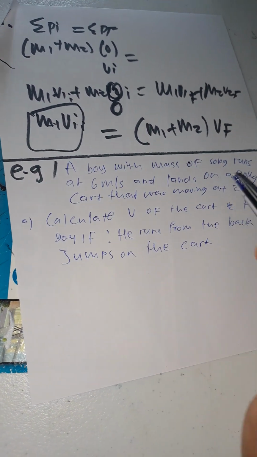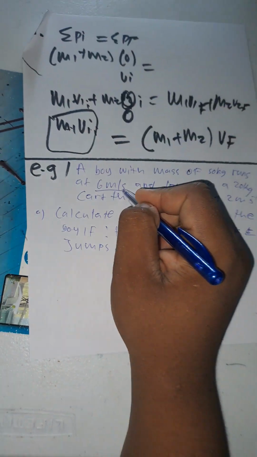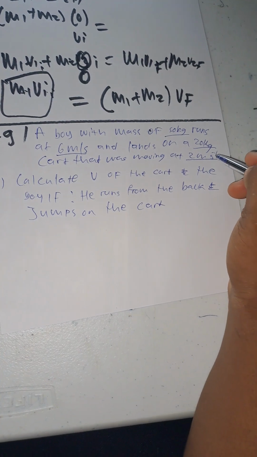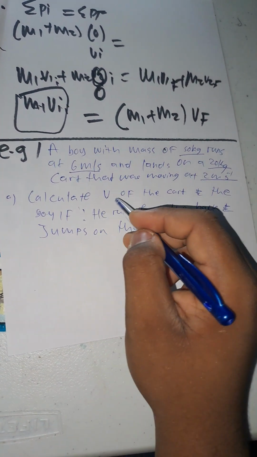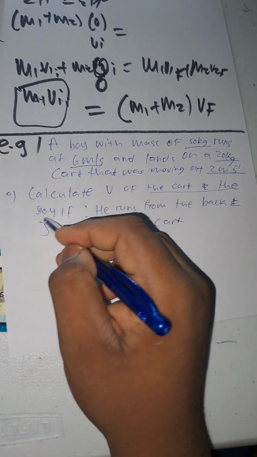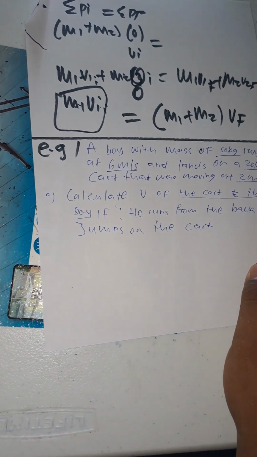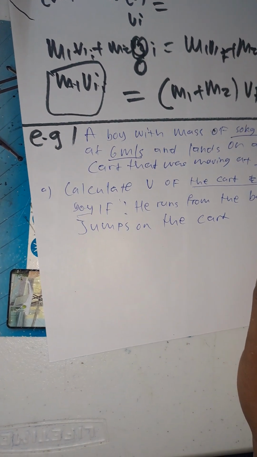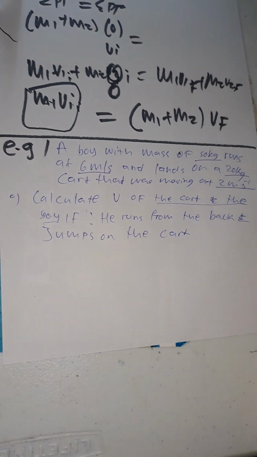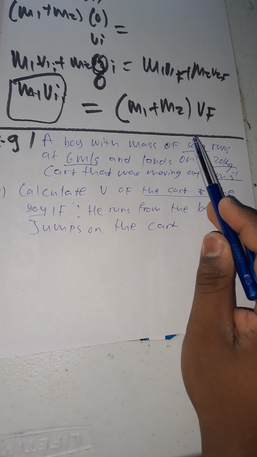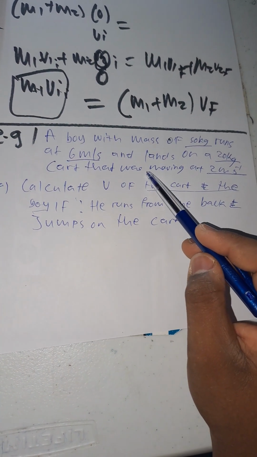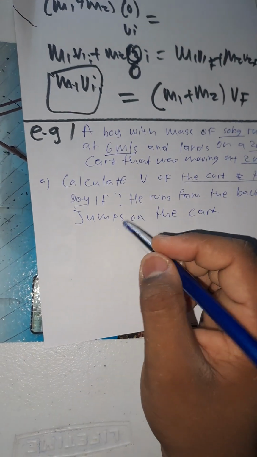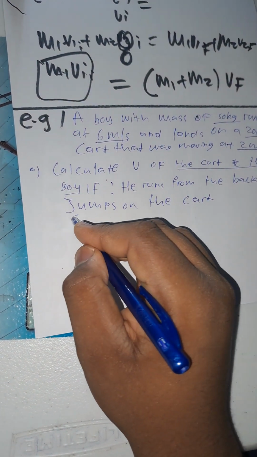So now I have my values here. I have my 6 meters per second, my 50 kg, my 20 kg and 2 meters per second. Check, they're saying calculate the velocity of the cart and the boy. What do they mean? It means they are now joined together. And he runs from the back, so you have the initial velocity of the cart and the initial velocity of the boy, which means they want the final velocity of the boy and cart together.